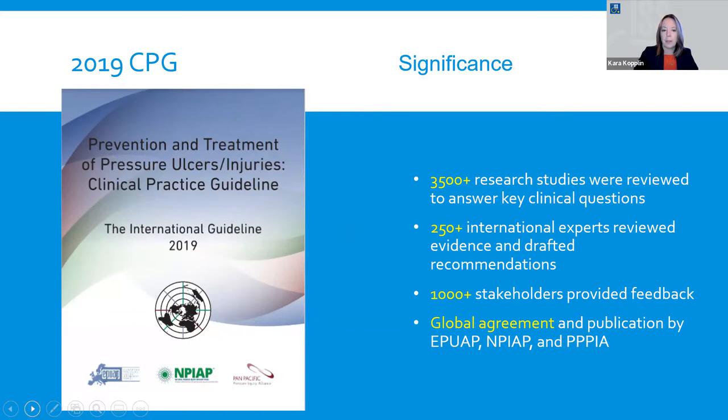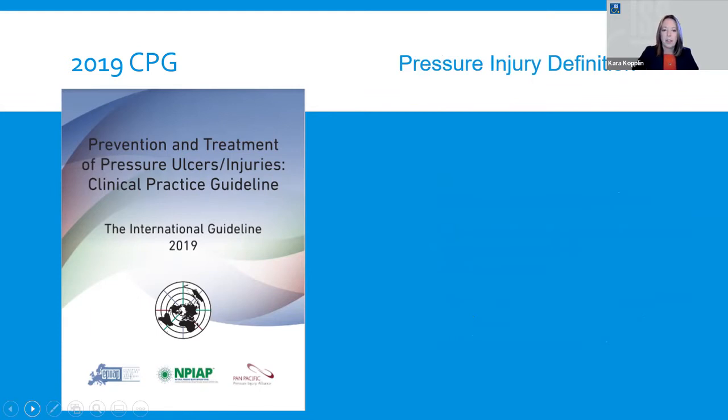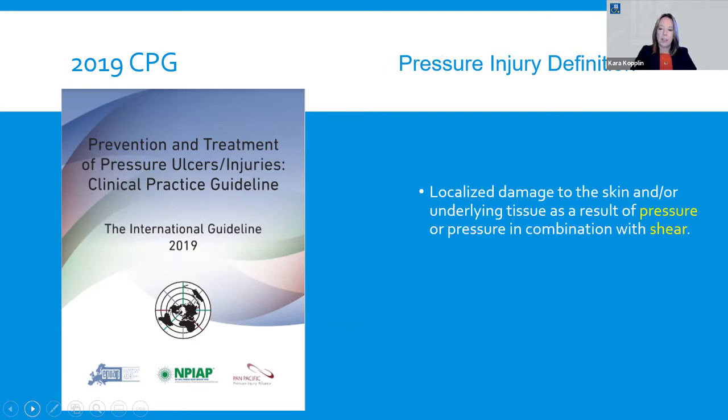And having global agreement and publication of this 400+ page document really gives us an incredible tool to base not only clinical practice on, but also the development of ISO standards. ISO standards should reflect the guidelines that are in this method, and they do. So for starters, the clinical guideline has defined pressure injuries as local damage to the skin and/or underlying tissues as a result of pressure or pressure in combination with shear. And so this gives us a starting point for thinking about how those support surfaces should be interacting with the body to minimize the effects of pressure and shear.